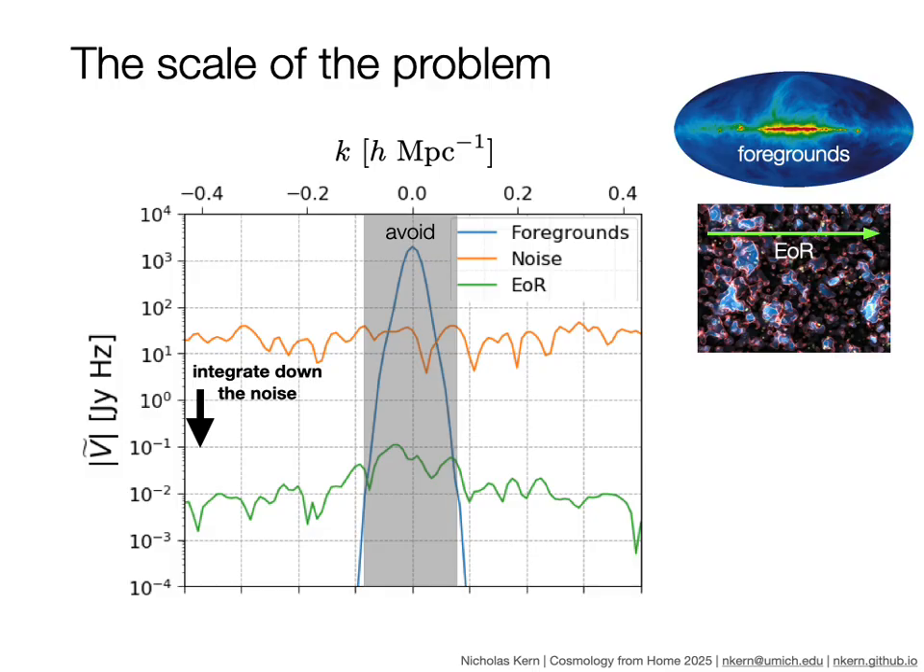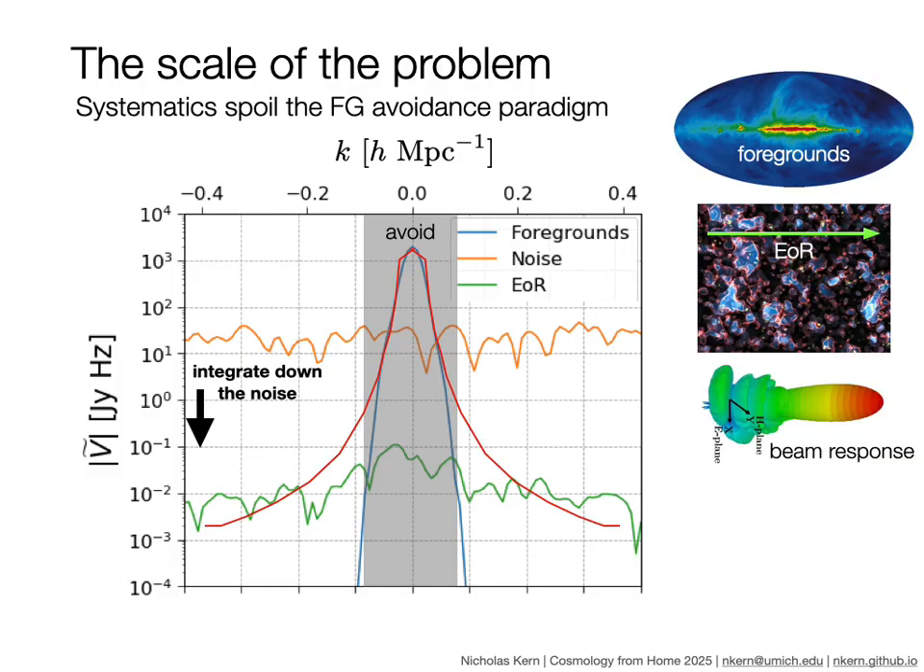The problem is that, of course, systematics come in and make this more complicated. Systematics, like, for example, the chromatic response of the instrument or the beam, take this simple picture and make it a little more complicated by convolving the foregrounds with this kernel shown in red. So now the foregrounds in your data are not the foregrounds in blue, they're the convolved foregrounds in red. And the problem is that kernel, that red systematics kernel, is fairly uncertain. So we don't know exactly what it looks like.